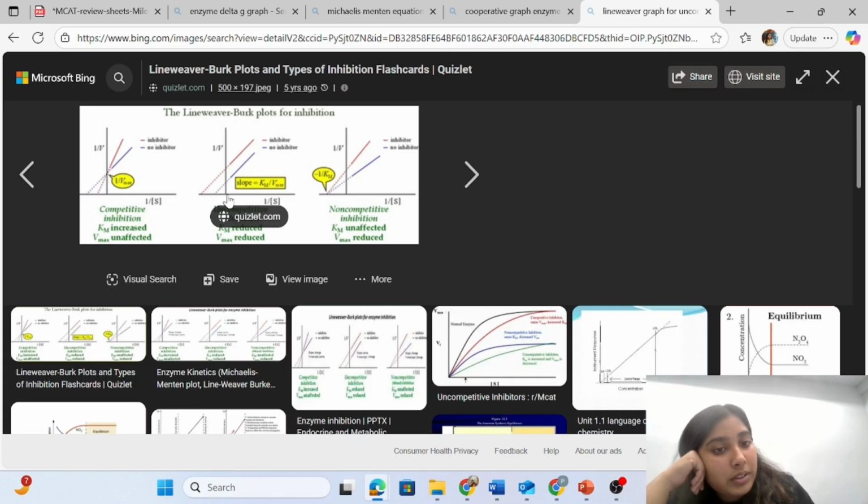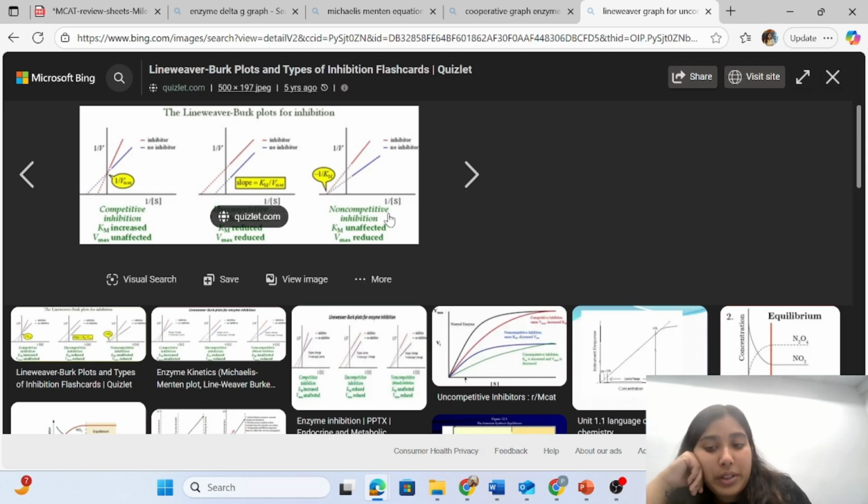Now, this is the uncompetitive graph. The uncompetitive graph is showing you that the Km is decreased and also the Vmax is decreased, okay? Here, in non-competitive, the Km is the same, but the Vmax is decreased, okay?